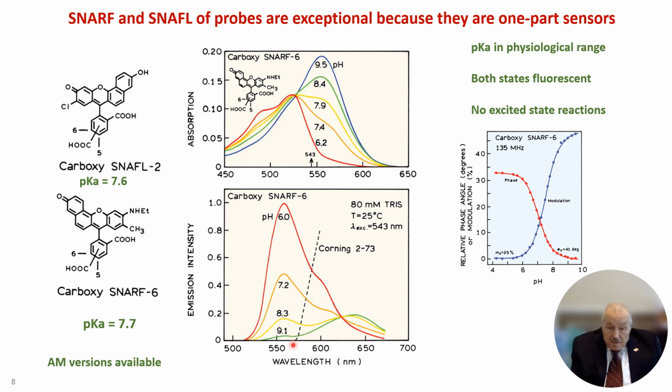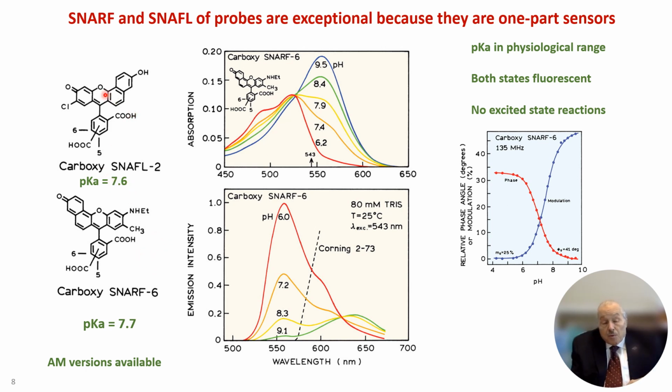As you can see here, there's different emission at different pH values. That's important because you couldn't do lifetime-based sensing unless there was sensible emission from both species. And the pKa is in a physiological range, 7.6, 7.7. A number of SNARF and SNAFL derivatives are available.